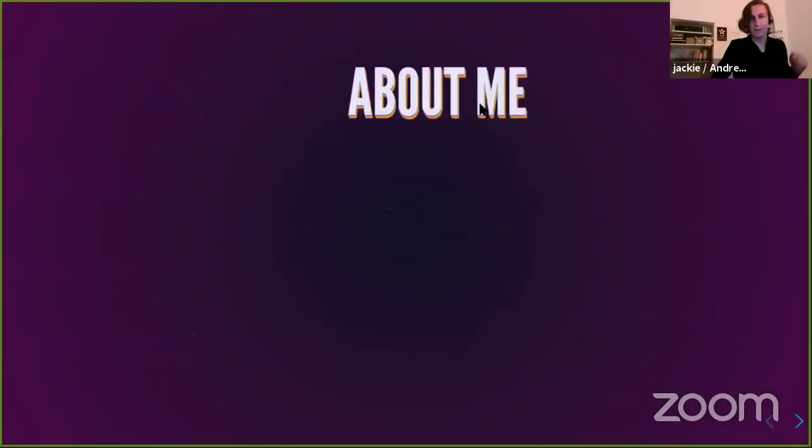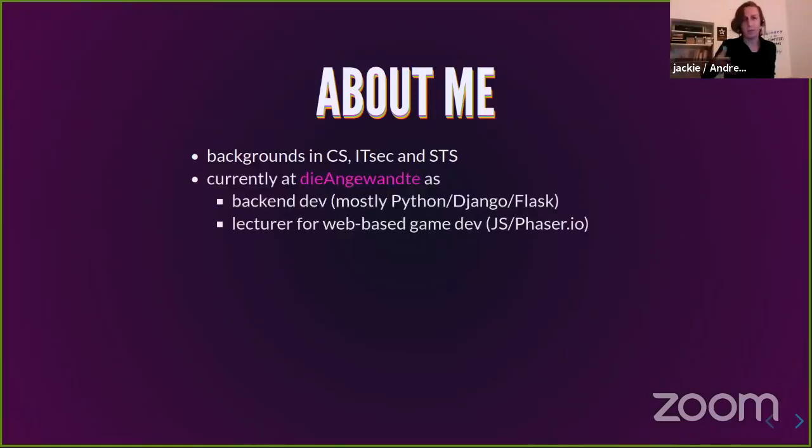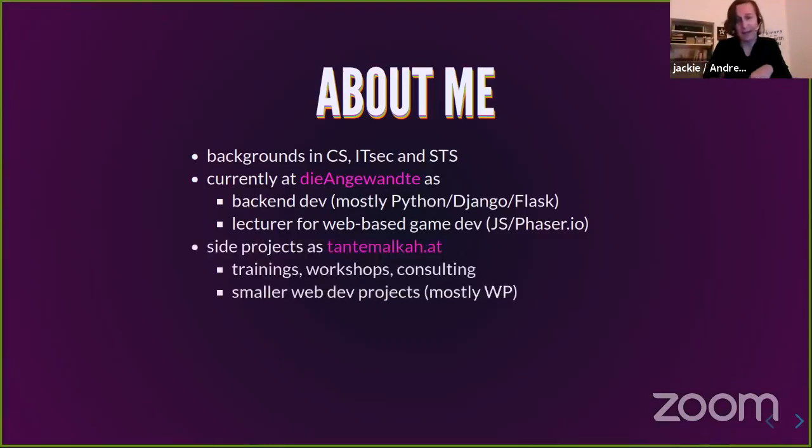So first of all, a little bit about me. My backgrounds are in computer science, IT security, and science and technology studies. And currently I'm working at the Angewandte, which is the University of Applied Arts in Vienna. And I'm working as a backend developer, where we mostly use Django and Flask, so Python, so no PHP, no WordPress. And I'm also a lecturer for web-based game development, where we work with JavaScript and Phaser.io, so also no WordPress, no PHP. But I have some side projects as Tante Malkah, where I do trainings, workshops, consulting, and some smaller web dev projects, and those are mostly WordPress based.